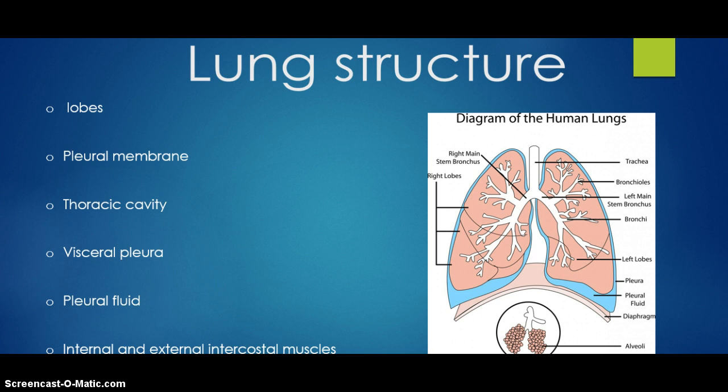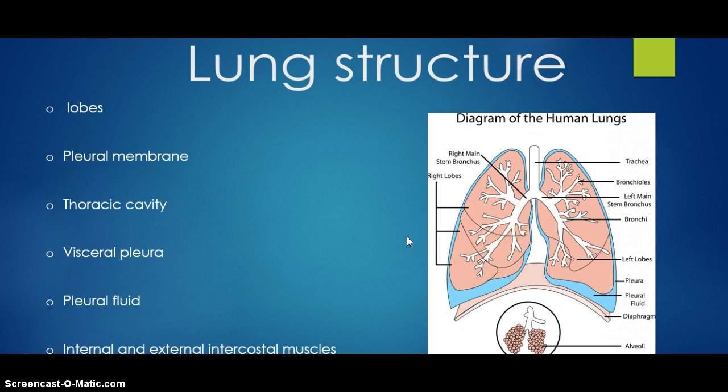Okay, so this is kind of carrying on from the respiratory system. It's moving on to the lung structure. We'll start off with the lobes up here. As you can see, the lobes are separated by these black lines on here. There are the left lobes, 1, 2, and the right 1, 2, 3.